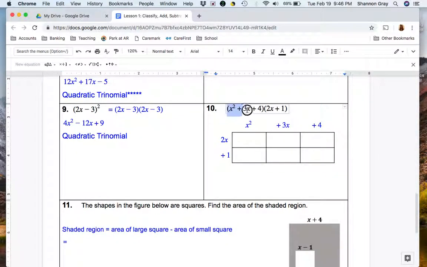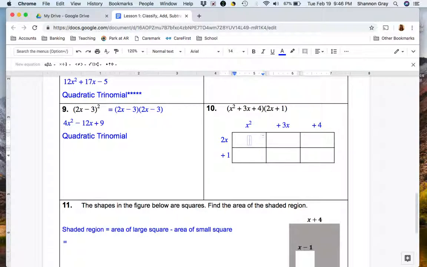So number 10 here is a trinomial. So this first polynomial has 3 terms. And this second one has 2 terms. So we are going to use the box method here. You are welcome to use distributive property moving forward, but since this is our first one, I want to make sure that we're organized, and the box method is a really good way to do that.